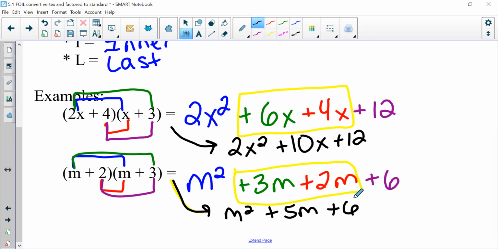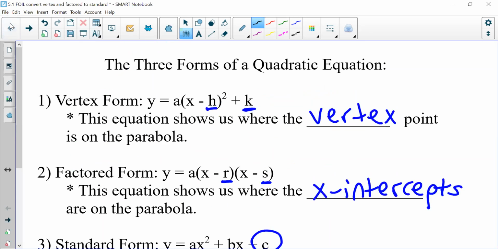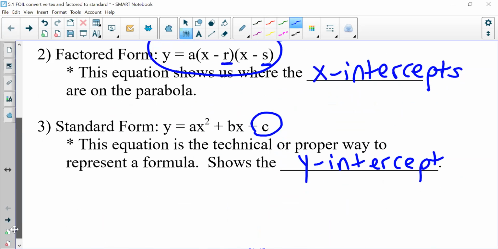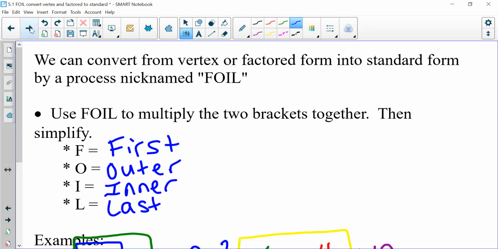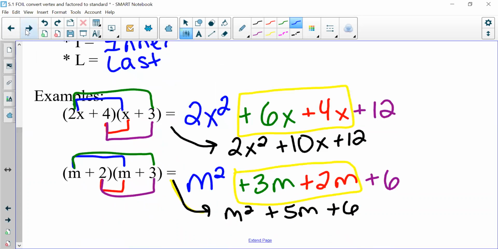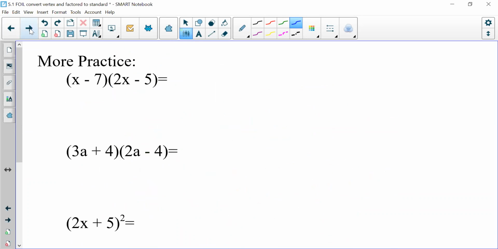Any questions so far on FOIL or multiplying two binomials together? Okay, what you guys just did was you took factored form and you turned it into standard form. Maybe you didn't recognize that at first, but if I go back here to this screen, we started off with this form with 2 brackets. We multiplied it and we ended up with this form. So you're learning how to convert between different forms in case we needed to know the y-intercept instead of the x-intercepts, or we needed to know something different about the parabola. You're learning how to convert between those forms. Okay, so FOIL is just multiplying factored form into standard form.